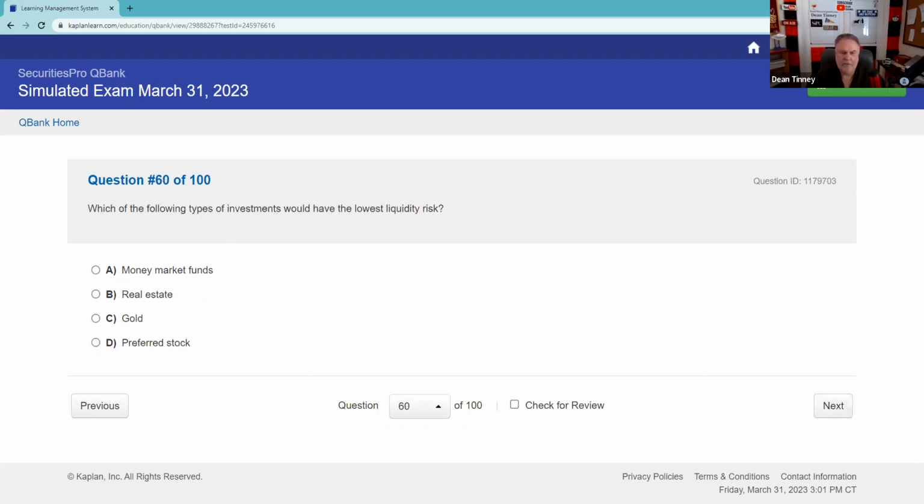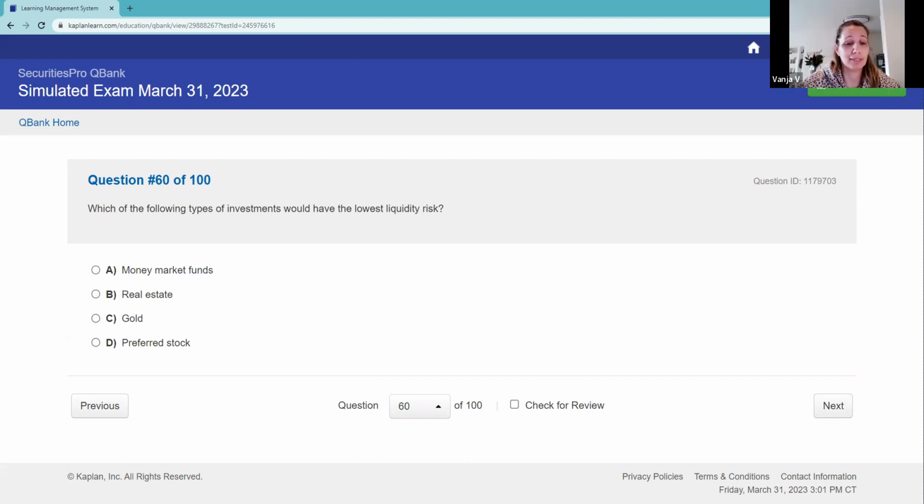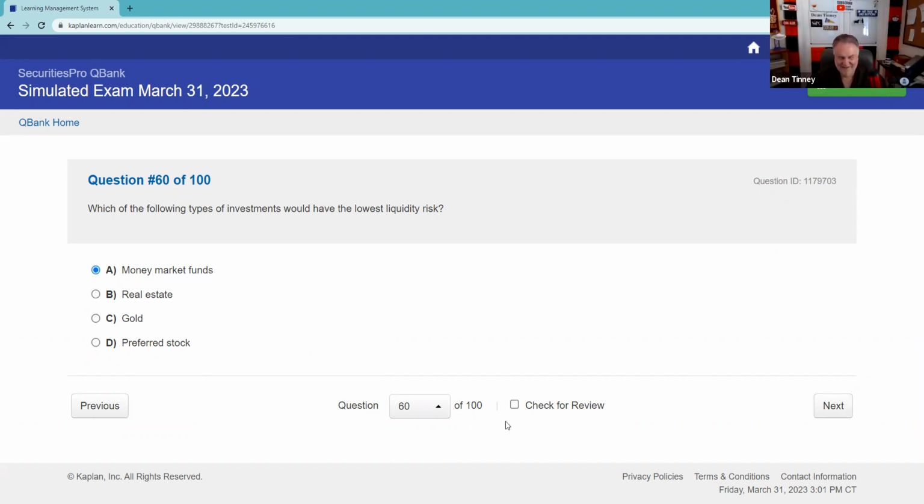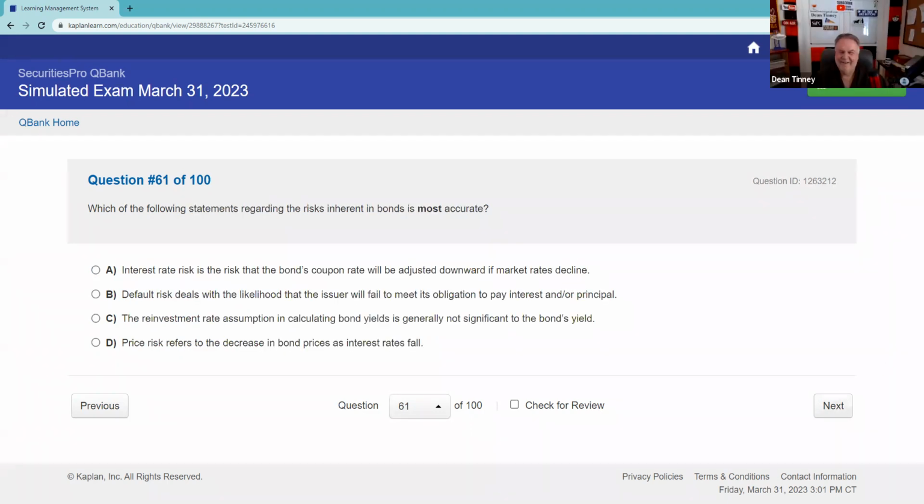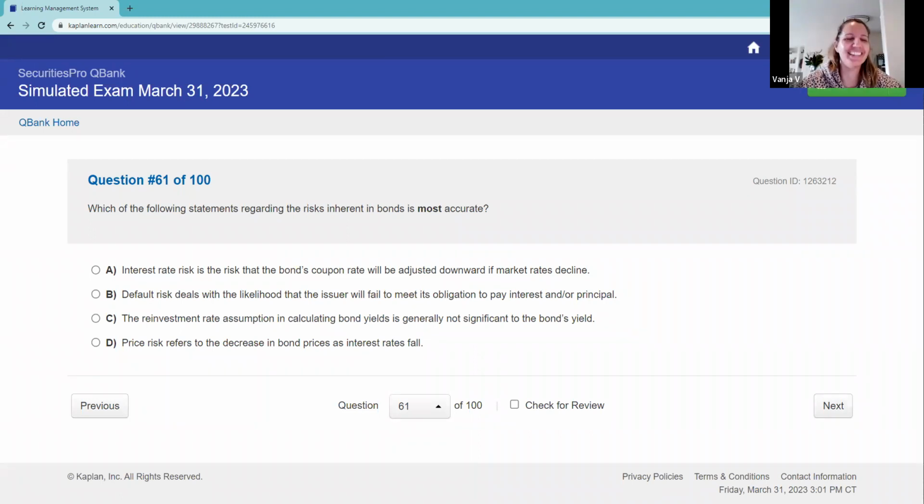Which of the following types of investments would have the lowest liquidity risk? Money market funds. That's correct. There was a question mark at the end, but you got it correct. Be confident, tomorrow or whenever you're testing.